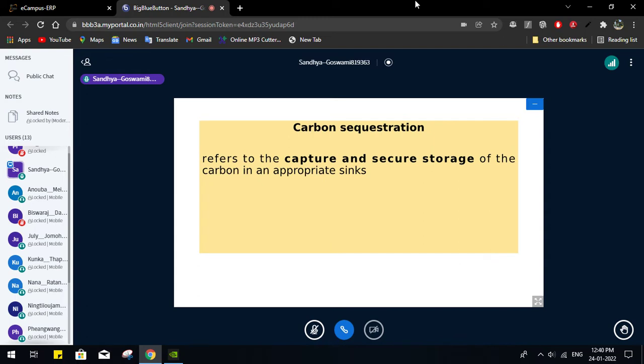Then we also talked about what carbon sequestration is, because as per your syllabus you need to know about it. It is a simple thing: when there is capture and then secure storage of carbon in any sink, we call it carbon sequestration. So it refers to capture and secure storage, in any sink. Can anybody name a sink of carbon?